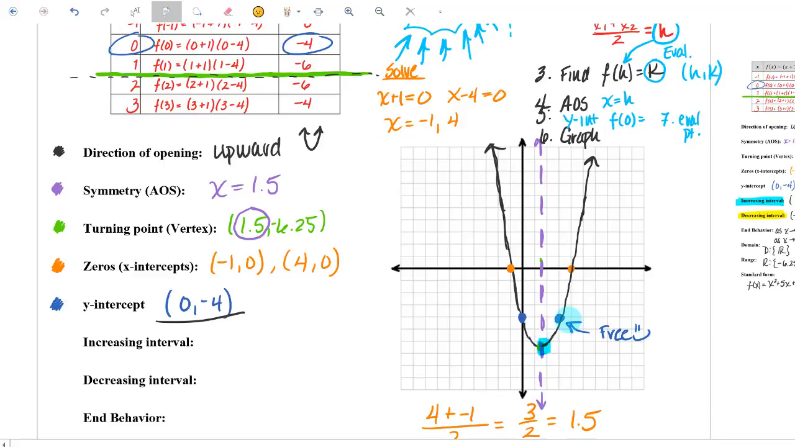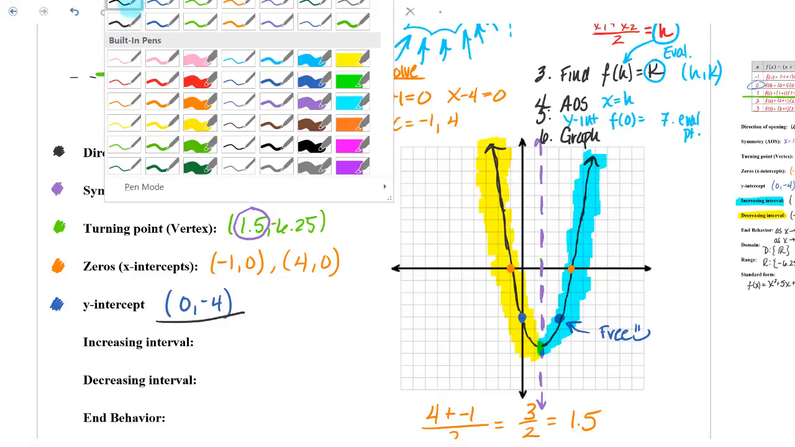Increasing for this one is going to start at the vertex, and it's going up in y values on the right here. So that is our increasing segment. Our decreasing segment then is going to start somewhere over here at negative infinity and work its way down, y values decreasing, all the way down to the vertex. So let's write those in.